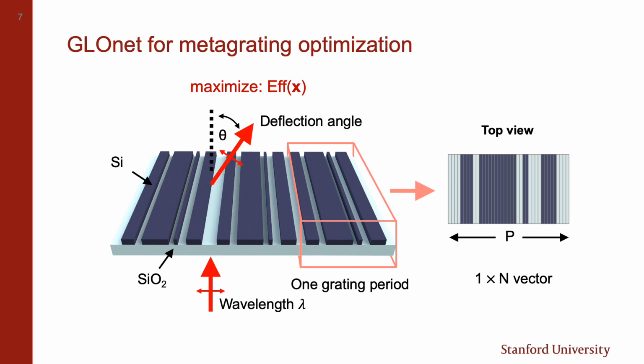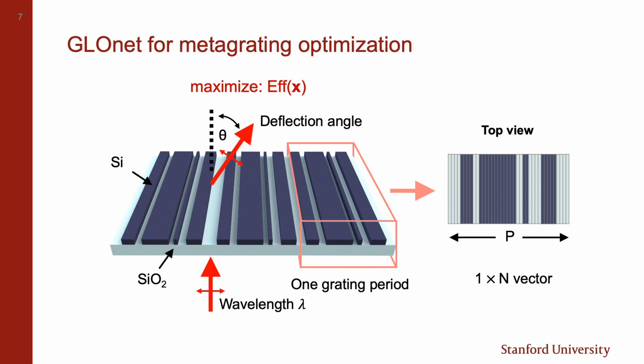Now we're going to look at an application of GloNet for the inverse design of metagratings. Metagratings can be used as building blocks for large-scale metasurfaces. Here, we consider a 1D metagrating deflector that deflects normally incident light to a specific angle. The metagrating consists of silicon nanoridges on top of a silicon substrate.